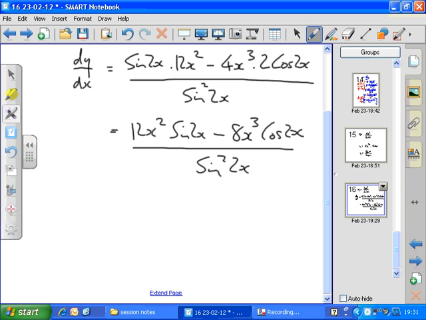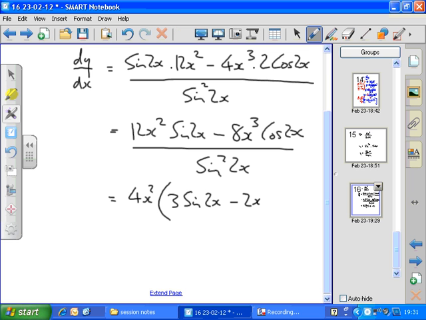Then finally, I'd look at it and try to factorise. These are the common steps you always go through. There's an x squared term in both, and 4 goes into 8 and 12, so I can take 4x squared outside the bracket, leaving me with 3 sine 2x minus 2x cos 2x, all over sine squared 2x. And that can't go any further than that as it stands.